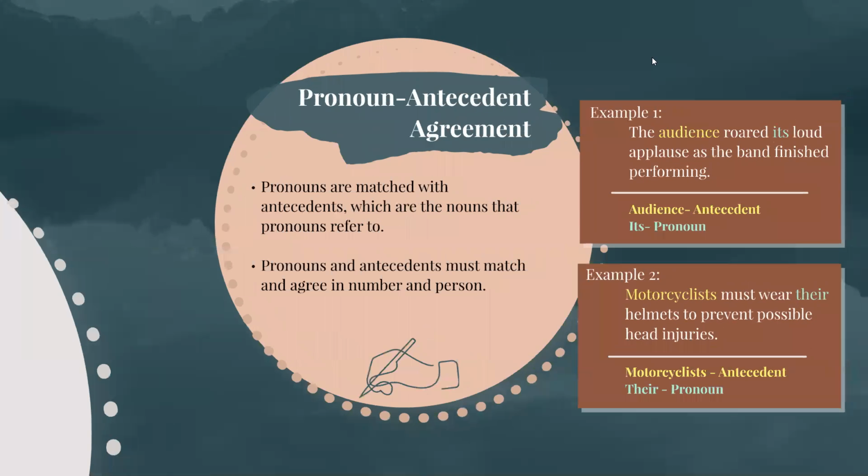But when we think about pronouns, we also must think about antecedents and how they agree. Pronouns are matched with antecedents. Antecedents are defined as the nouns that pronouns refer to. An easy way to remember this is that antecedents function as the subject of your sentence. And when you refer back to the subject in that same sentence, you're going to be using a pronoun. Pronouns and antecedents must match and agree in number and person.